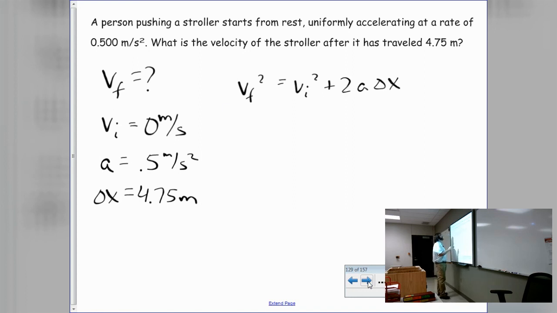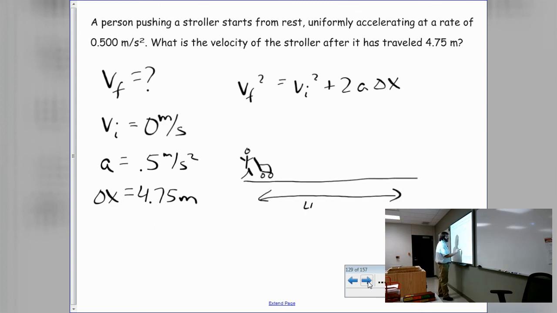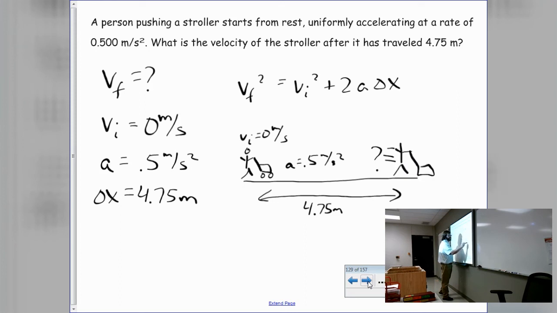I can draw a scenario of this. So we've got a person pushing a stroller down the road. Nice little stroller here, wheels, looks kind of like a shopping cart. And they travel for 4.75 meters. They accelerate at 0.5 meters per second squared. And they started, again, with velocity initial at rest. Question mark. How fast are they going down here? I'm going to draw a little smiley face on there because they're going so fast.